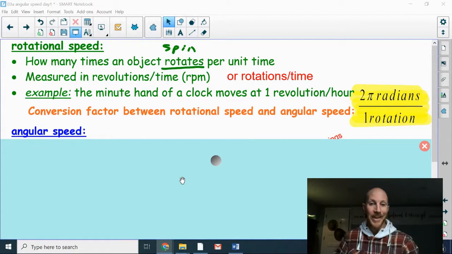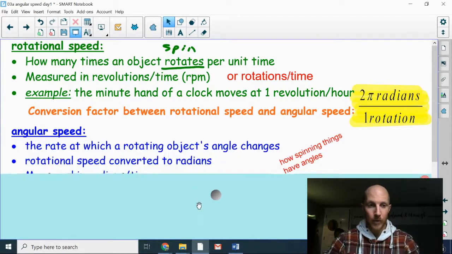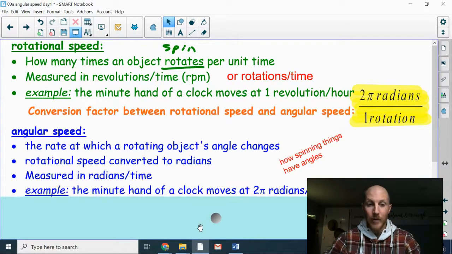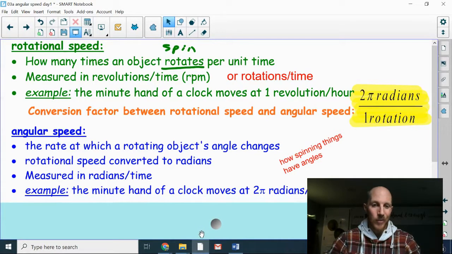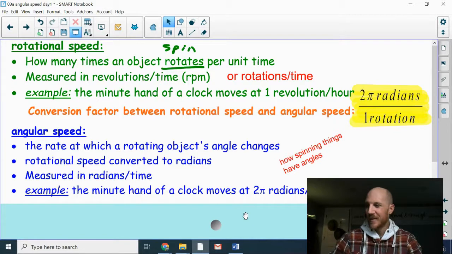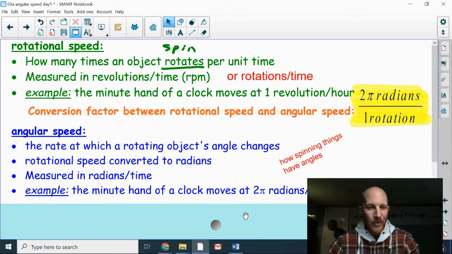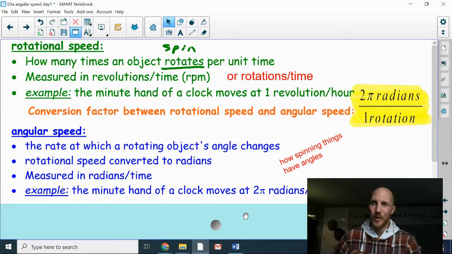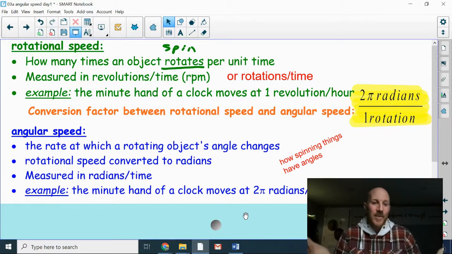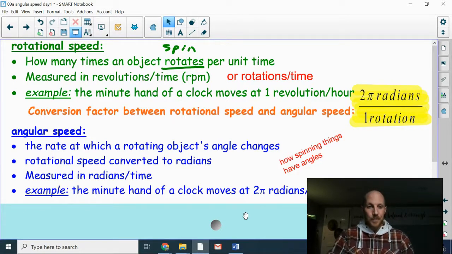All right, next up we have angular speed. Let's look at angular speed. So angular speed is the rate at which a rotating object's angle changes. And you're thinking like, I don't know that rotating things have angles. Like if I think about a tire on a car, is there an angle on there? Well, that's kind of a weird way to think about it. So, I mean, it doesn't, but it does really.